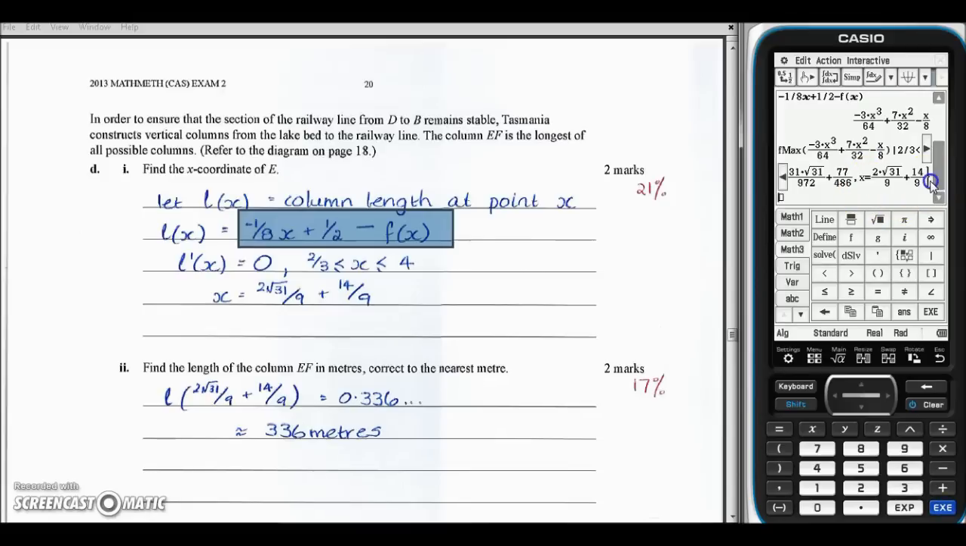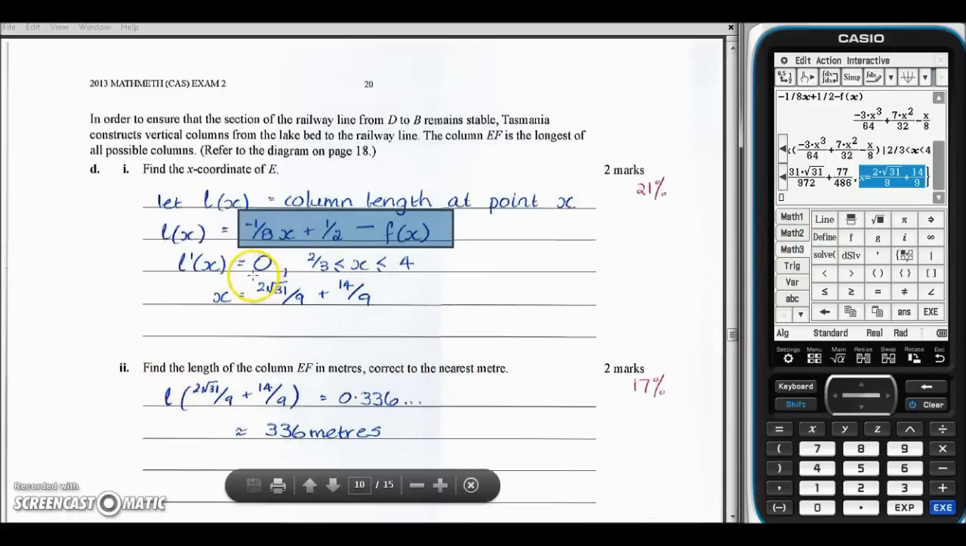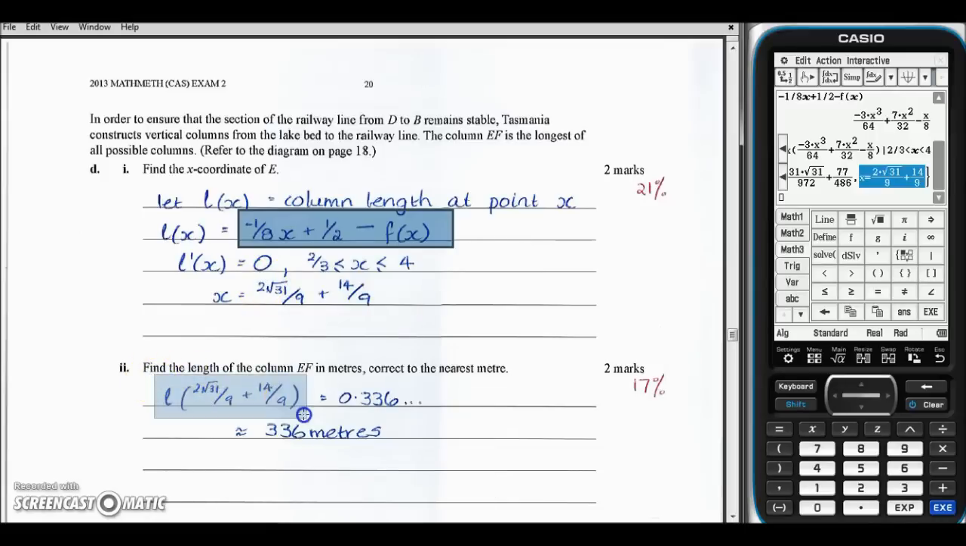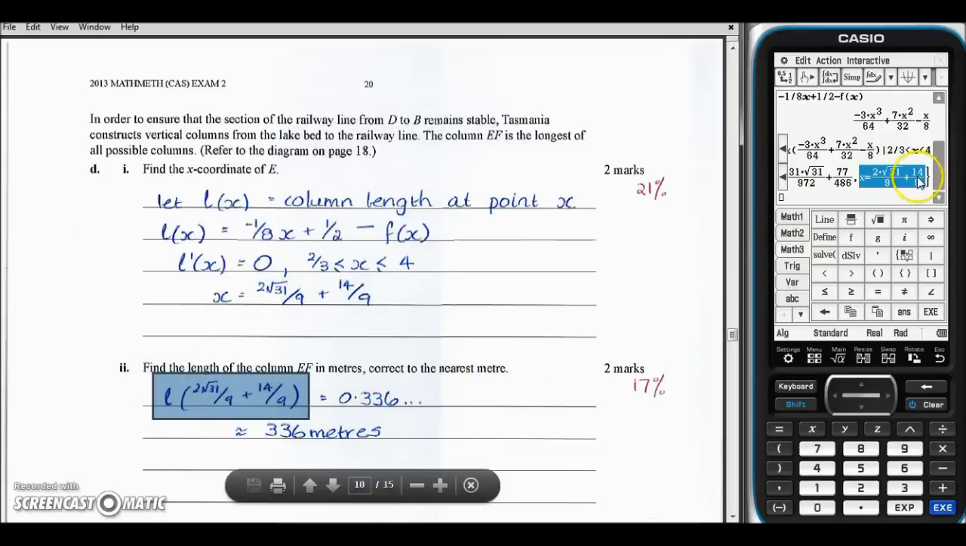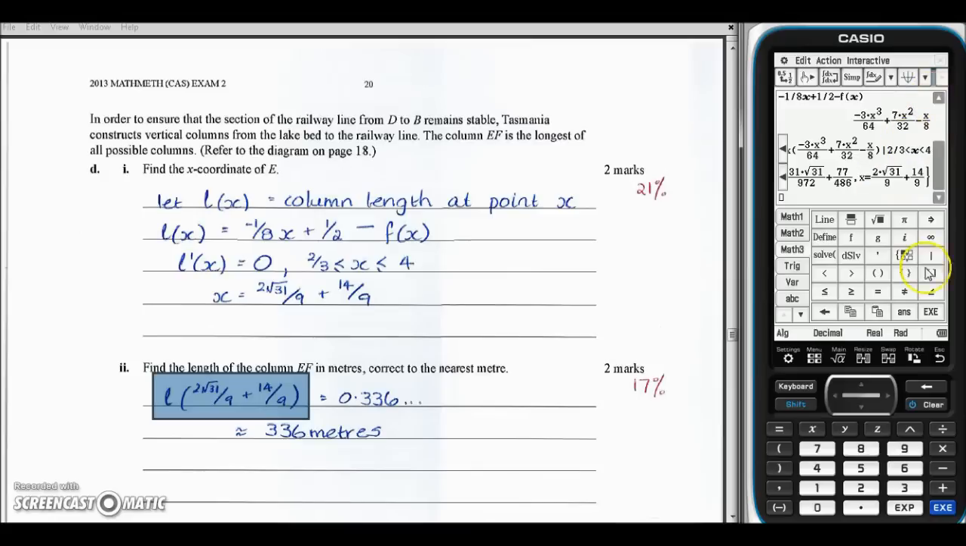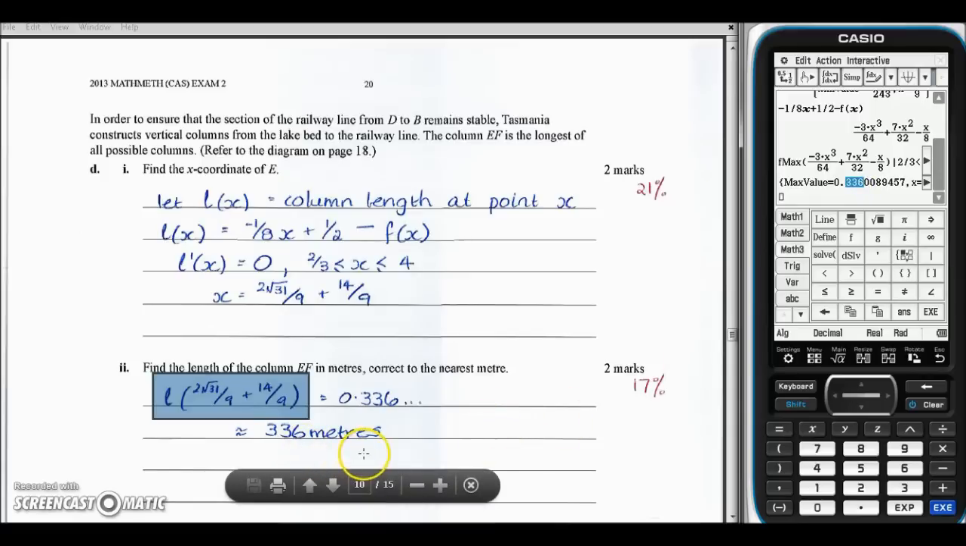Okay. That's right. There's my x value there, 2 root 31 on 9 plus 14 on 9. And then I've actually answered the next question as well. The next question is to find the length of the column in meters. So if I sub 2 root 31 on 9 plus 14 on 9 into the function, I could actually just change this to decimal. And there we go. So 0.336, which is 336 meters.